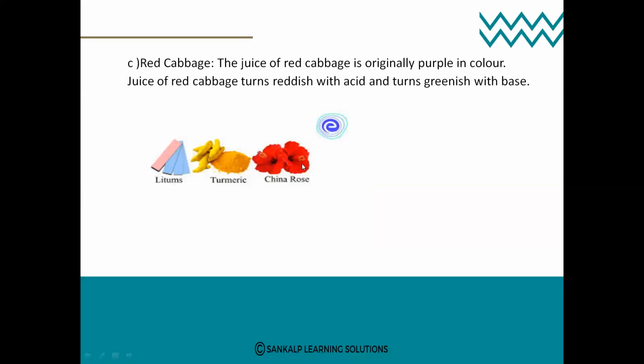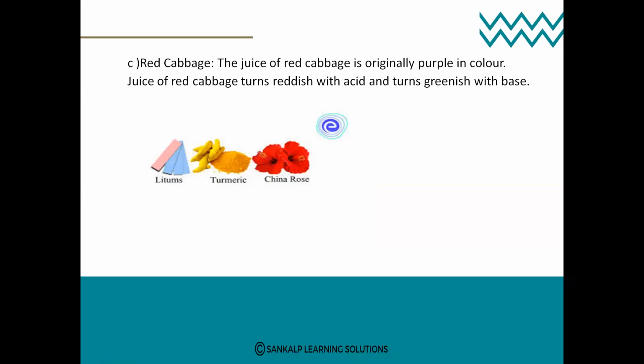So we have seen litmus. Second is your turmeric, and third is red cabbage. Four is China rose. Okay. So you can see the picture here. China rose, it looks like hibiscus.